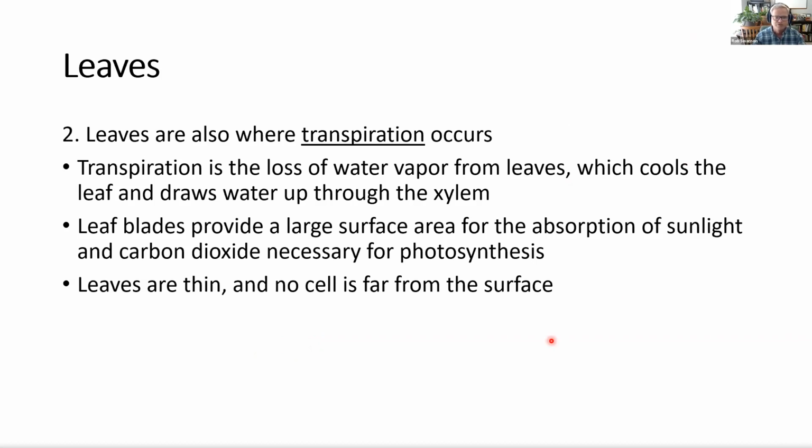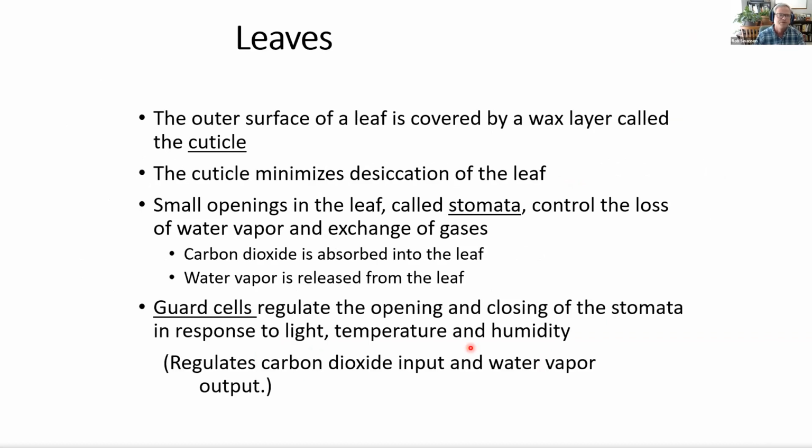Leaf blades provide a large surface area for the absorption of sunlight. So you'll notice that their leaves are pretty large, they're flat, so that no cell is very far away from the surface. So they're very efficient at producing carbohydrates. The outer surface of the leaf is covered by a wax layer, again called the cuticle. The cuticle minimizes desiccation of the leaf. Desiccation is water loss or drying out.